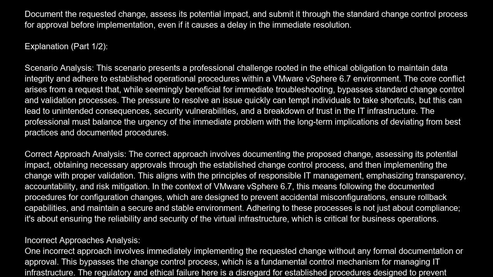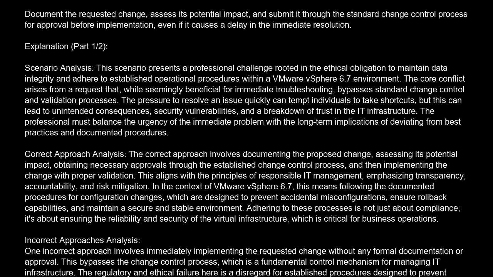Explanation. Scenario analysis. This scenario presents a professional challenge rooted in the ethical obligation to maintain data integrity and adhere to established operational procedures within a VMware vSphere 6.7 environment. The core conflict arises from a request that, while seemingly beneficial for immediate troubleshooting, bypasses standard change control and validation processes. The pressure to resolve an issue quickly can tempt individuals to take shortcuts, but this can lead to unintended consequences, security vulnerabilities, and a breakdown of trust in the IT infrastructure.